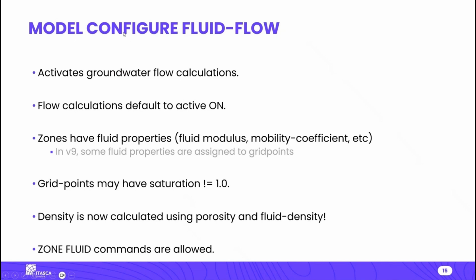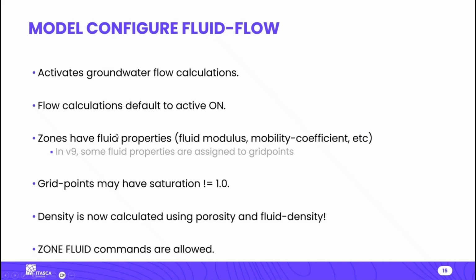And so the reason we have this model configure fluid flow rather than model configure fluid is it just sets different defaults that I think are a little bit more sensible. So if you use model configure fluid flow in version 9.1, things are a little bit easier for you. However, model configure fluid will still work and you can still use your old version 9 files.